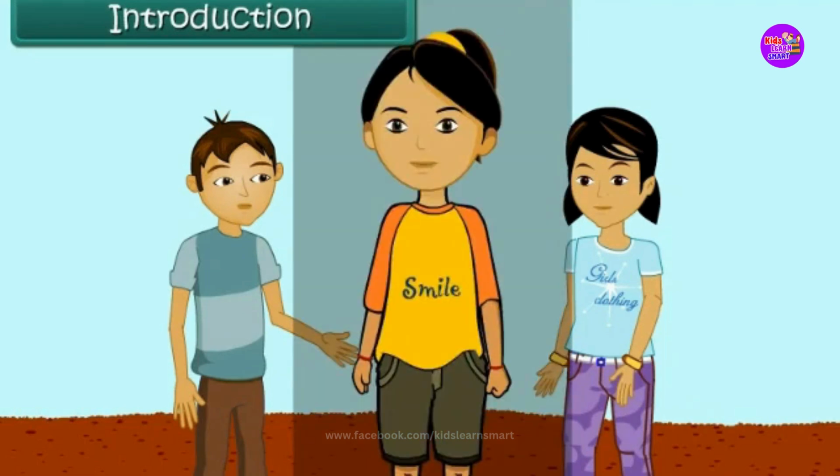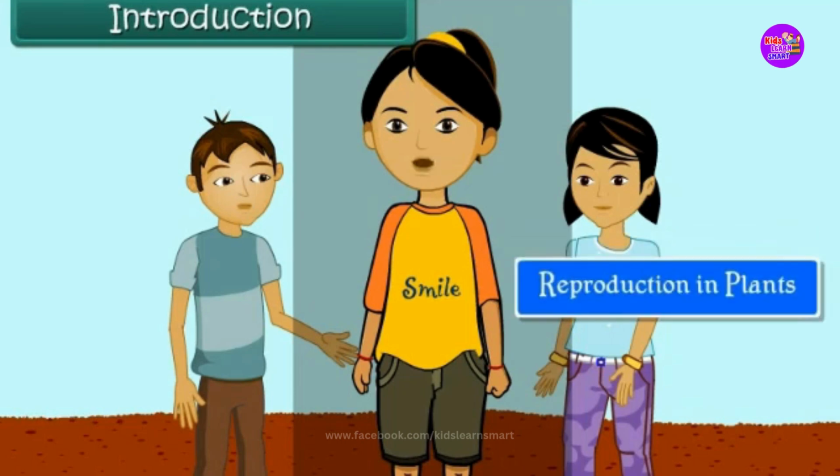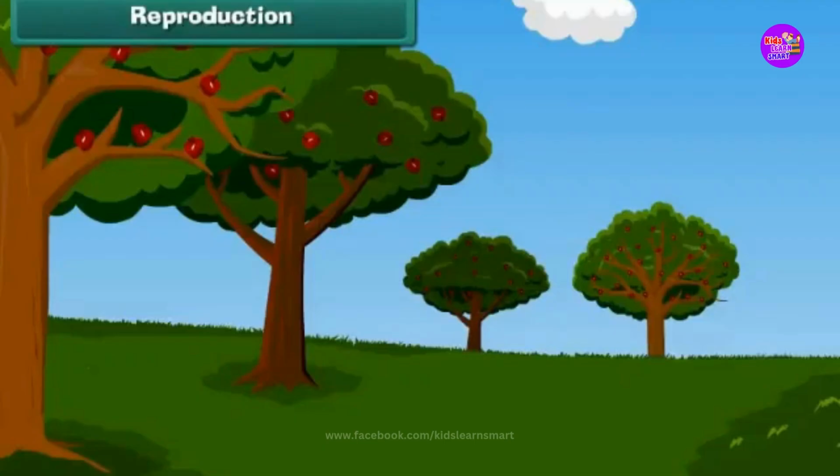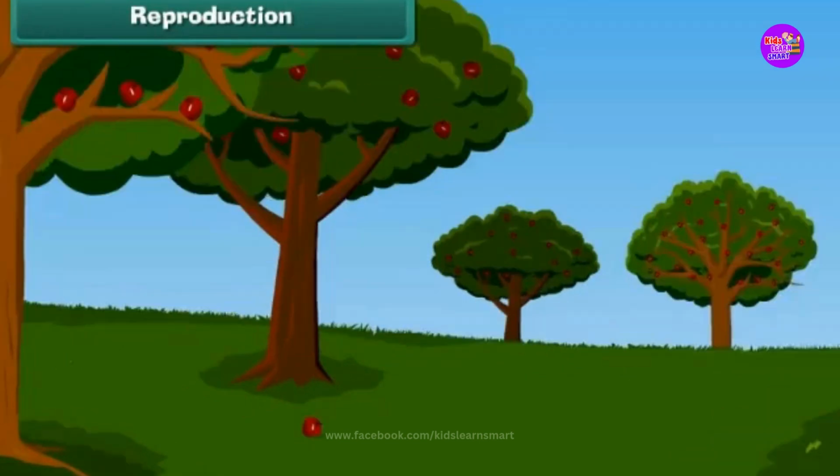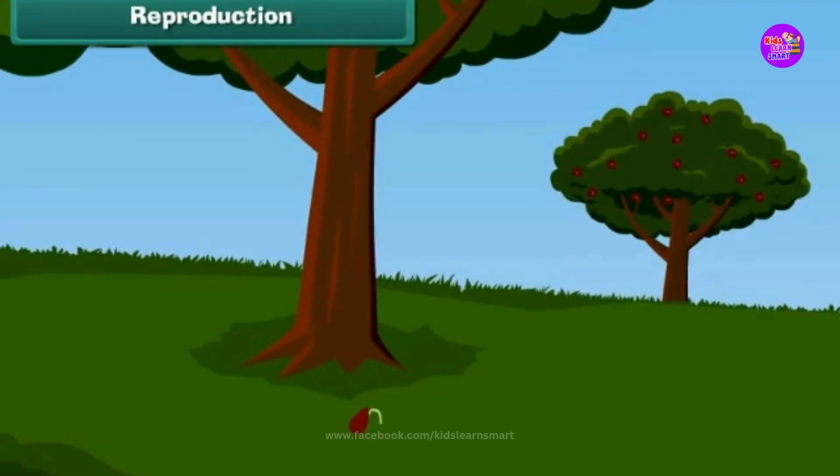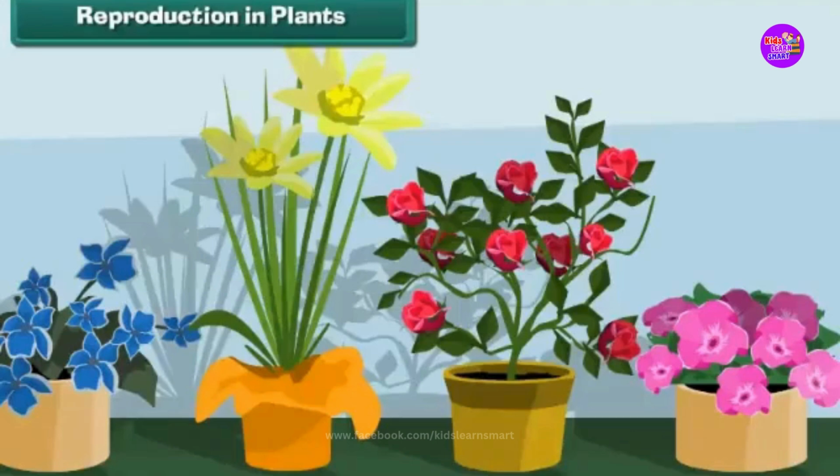Children, in this lesson, we will learn about how plants reproduce. Reproduction. The process by which an organism produces new organisms of its own kind is known as reproduction. Reproduction in plants. Plants reproduce in different ways.